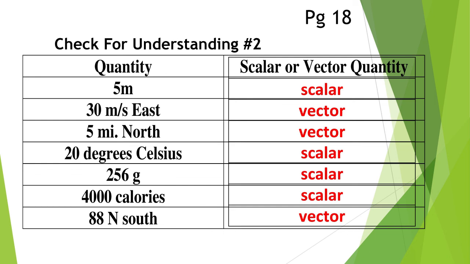Similarly, you need to work through 10 parameters where you are going to say whether each is a scalar or vector quantity.